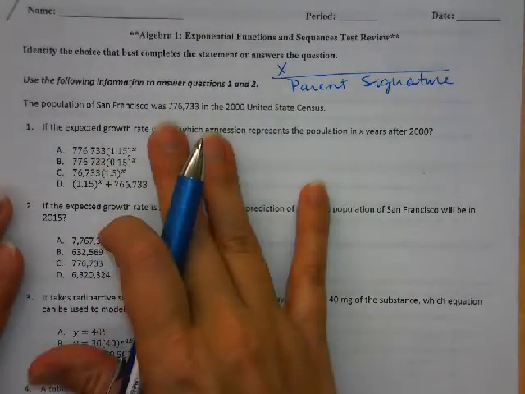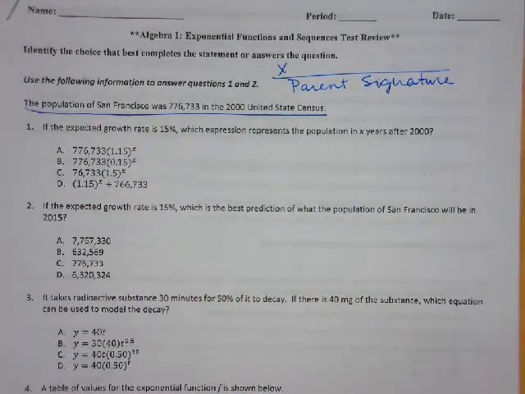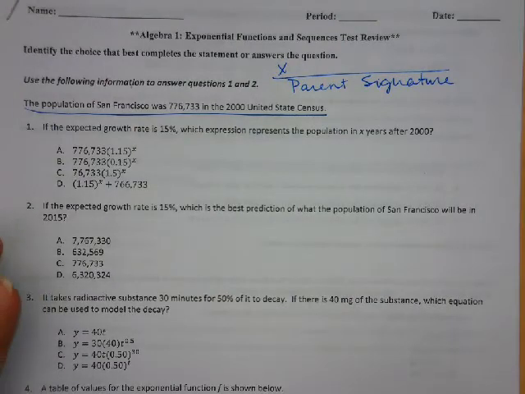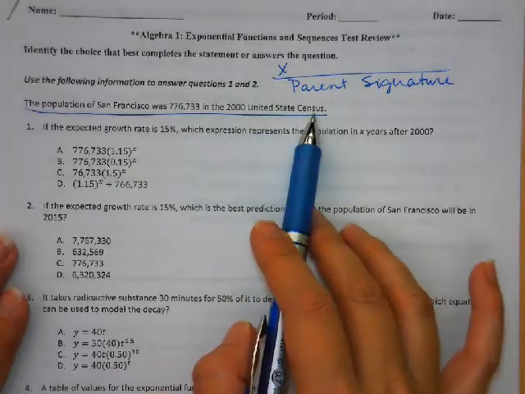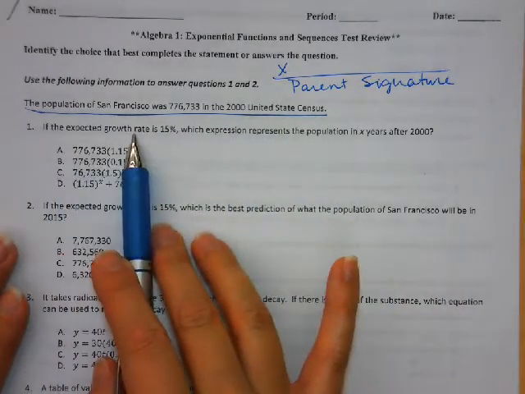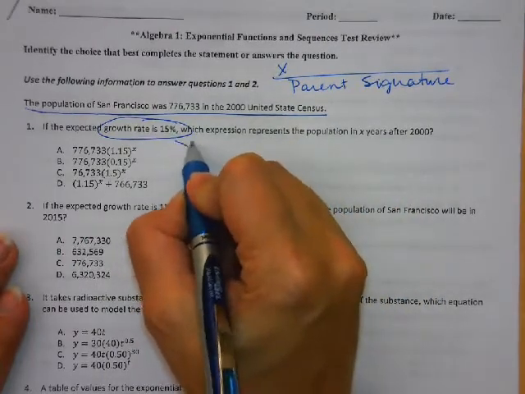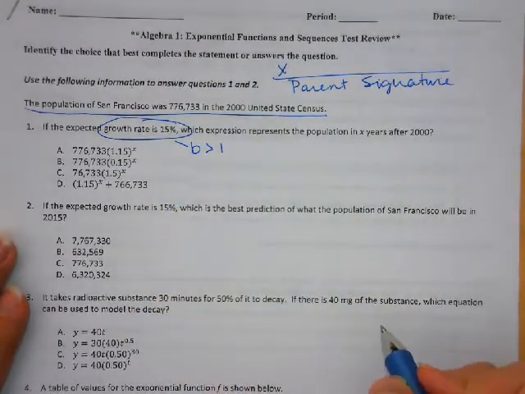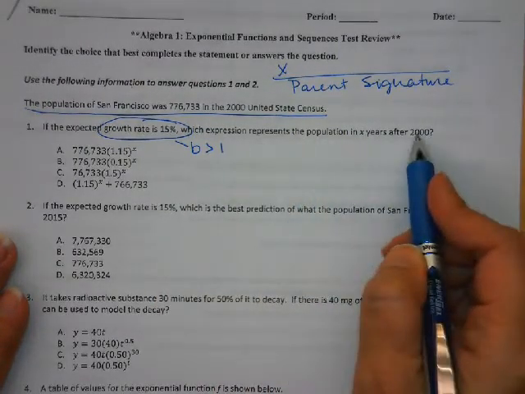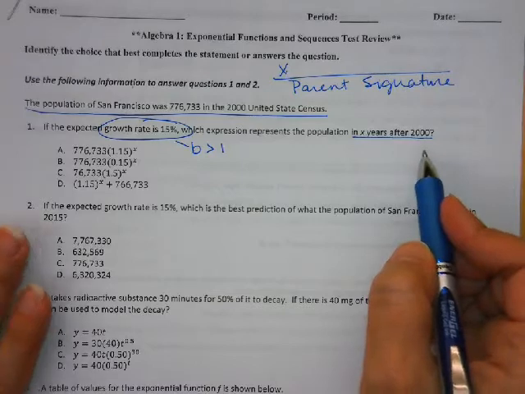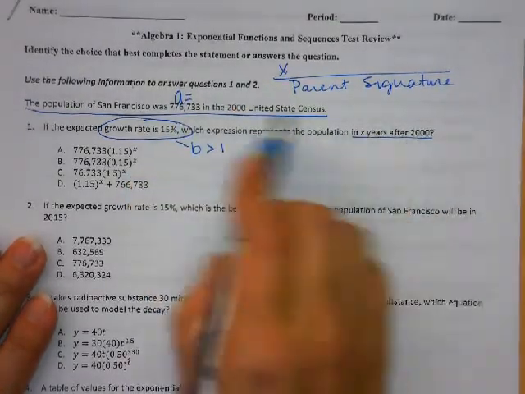So numbers 1 and 2 are going to be using this particular situation. The population of San Francisco was 776,733 in the 2000 United States Census. If the expected growth rate, okay, so that tells you automatically that our B is going to be greater than 1, is 15%, which expression represents the population in X years after 2000? So this is our A, if this is what we're starting with in 2000.